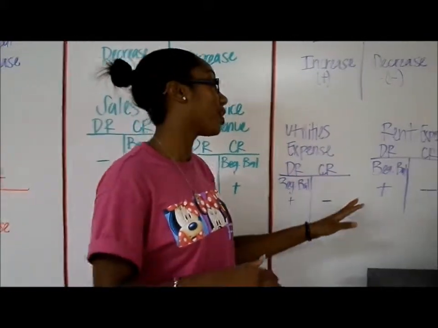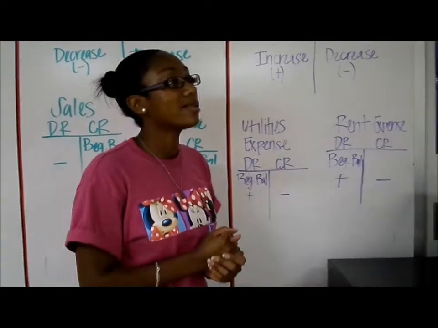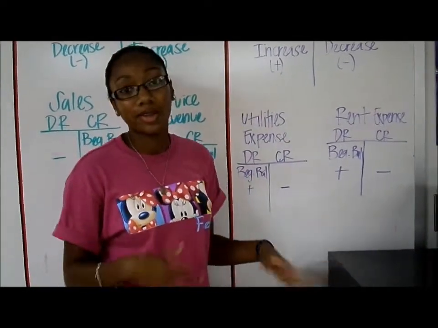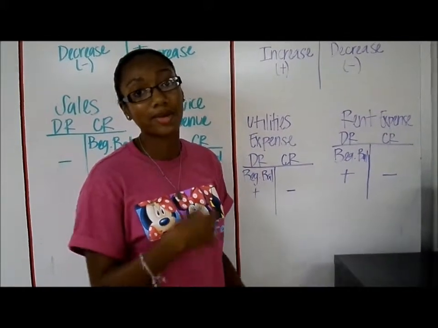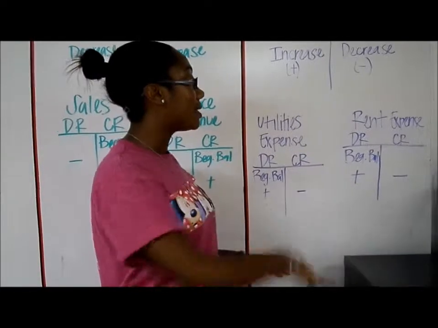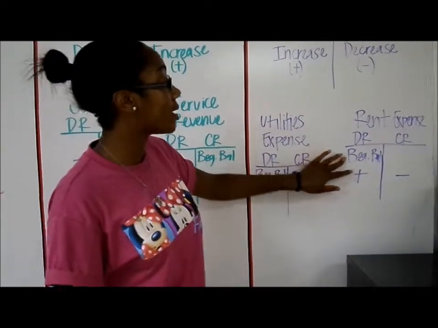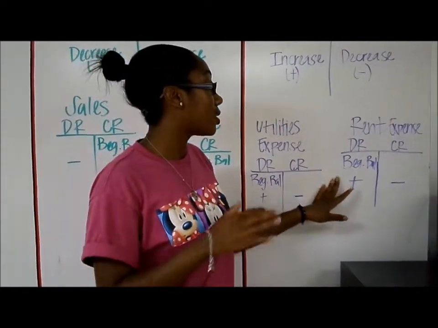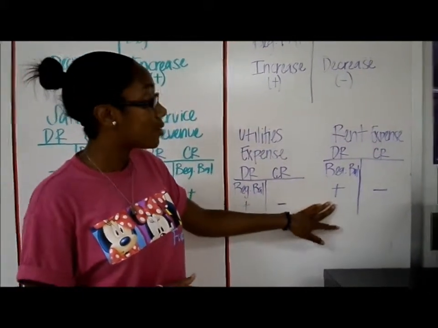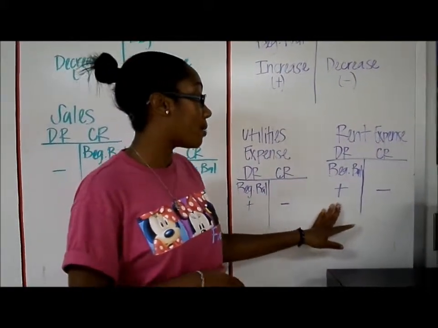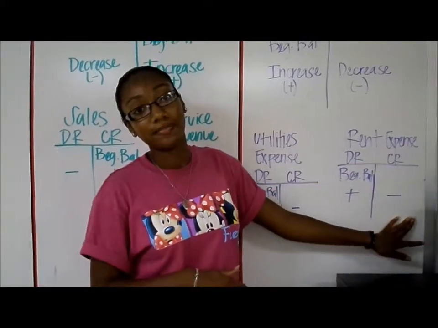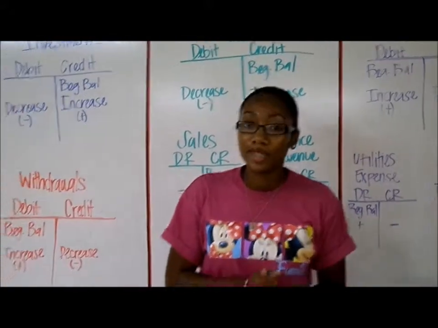Now the last example I have is rent expense. So let's say you're doing your business out of a building, but you don't own it, so you have to make payments on whatever building you're in. So that would be under rent expense. So for rent expense, the beginning balance is going to be a debit on the debit side of the T account, and any increase to rent expense would be a debit, and any decrease to rent expense would be a credit. So now let's recap what we learned today.